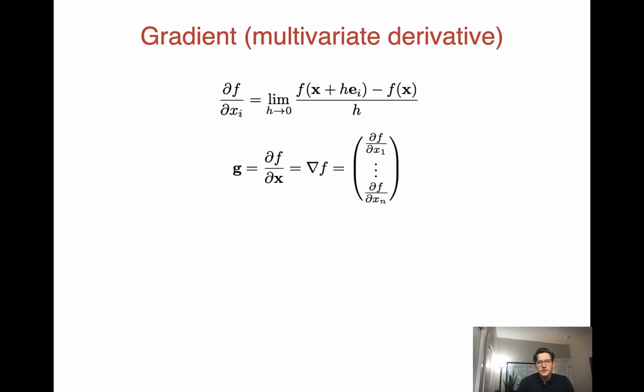There are a couple different ways of writing this. We can write it as g. We can write it as df over dx, where we use a vector here, or we can use this. This is the upside down delta, which we call nabla, the nabla sign of f. All different ways of writing the gradient, meaning the vector of partial derivatives.